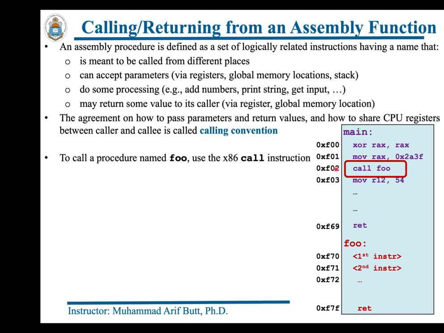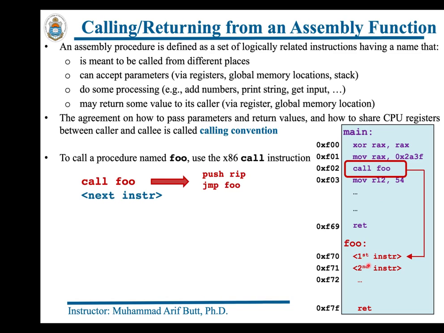Dear students, to call a procedure named foo, we use the call instruction followed by the name of the procedure. Since over here the main function is calling the foo function, we say that the main function is the caller. And since this foo function is being called, we say this is the callee. These are two important terms that I want you to remember: the caller and the callee. Main is the caller over here and foo is the callee.